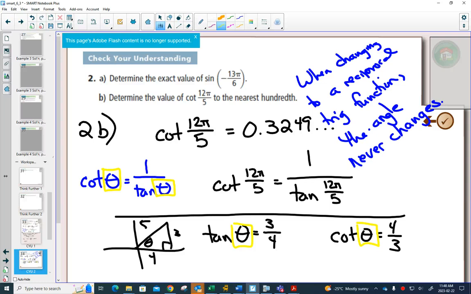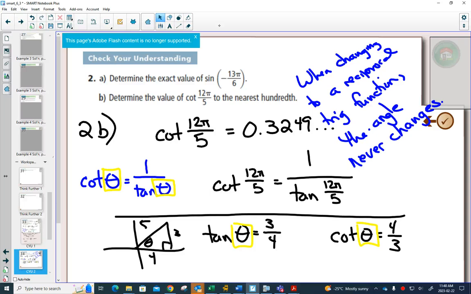So the number one common mistake here is students type in 5 over 12 pi instead of 12 pi over 5, because they like to flip things with reciprocals, which is good. Some things get flipped, but angles never change. The definition of cotangent theta is 1 over tangent theta. The theta stays the same. So if I have cotangent 12 pi over 5, that's 1 over tangent of 12 pi over 5. And that I can type into my calculator.